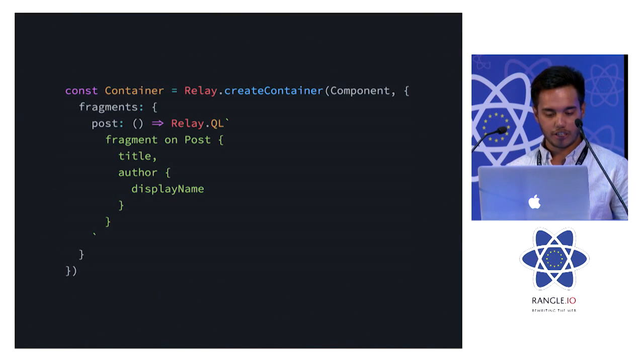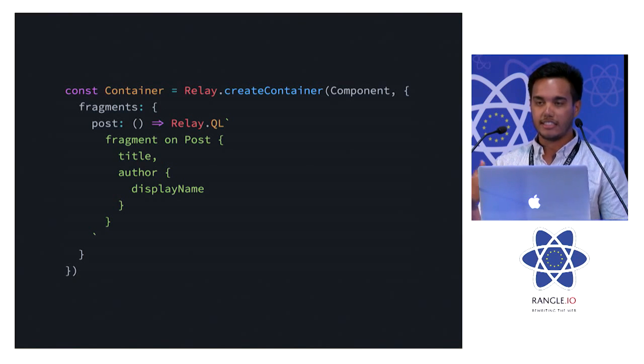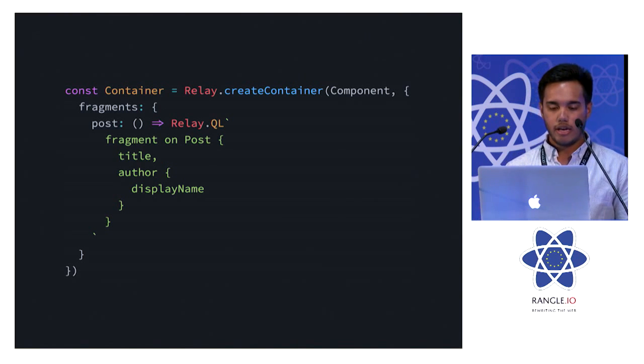Here's another one. This is Relay createContainer. Slightly different signature, but again, this is still a higher order component. It takes a component and passes down some props. In this case, it's data fetched from a GraphQL endpoint. And it doesn't just pass down props. It'll also delay the rendering of the component until all the data dependencies are satisfied, which is pretty cool.